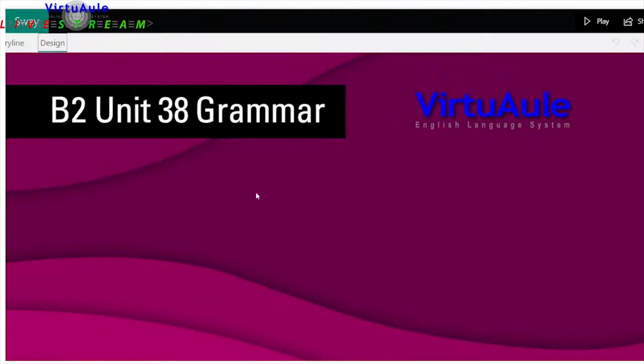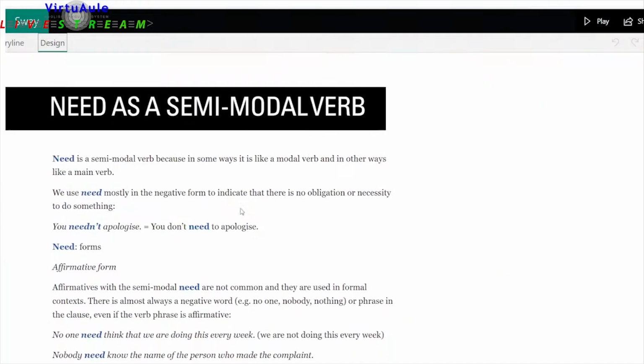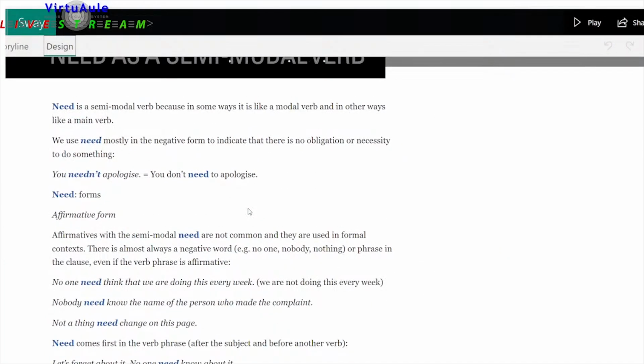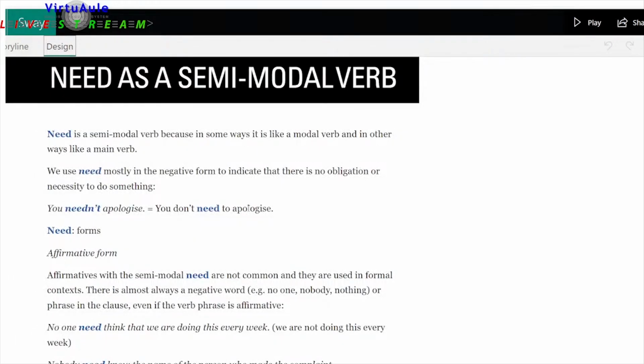Grammar presentation. It's not too much today. Grammar unit 38, and not a whole lot. We have need as a semi-modal verb.